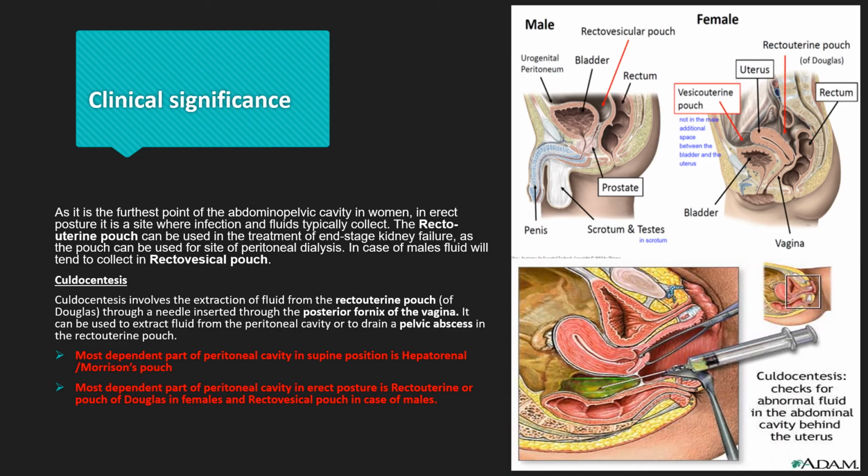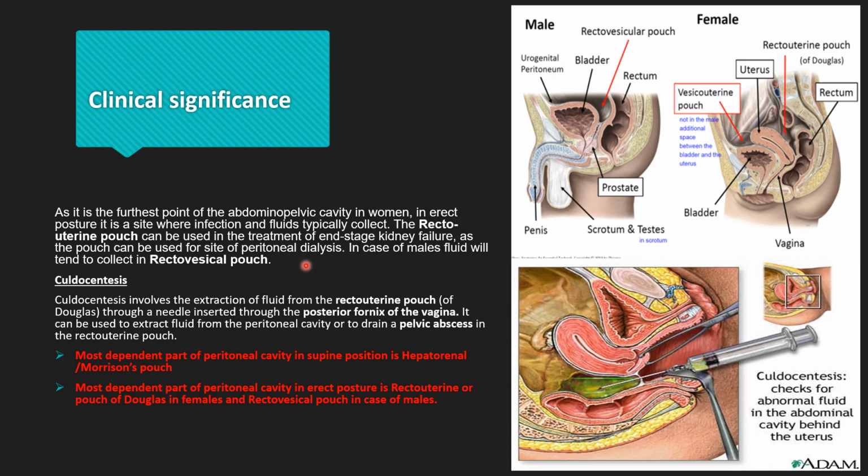So students, let's discuss the clinical significance of the recto-uterine pouch. As it is the furthest point of the abdominopelvic cavity in women in erect posture, it is a site where infection and fluids typically collect. So if you remember, I told you that in supine position, the most dependent part of the peritoneal cavity was the Morrison's pouch.